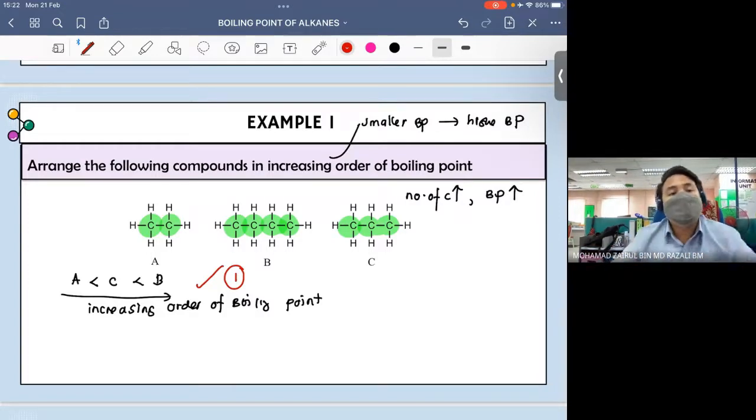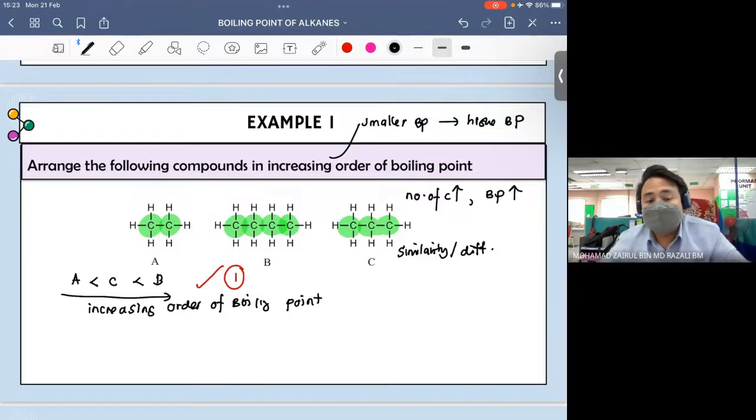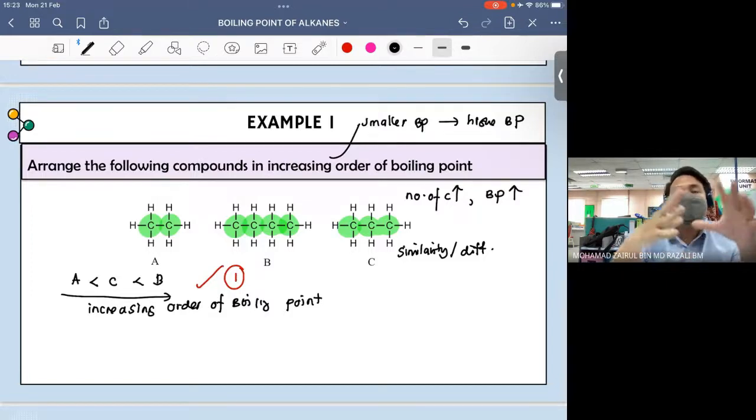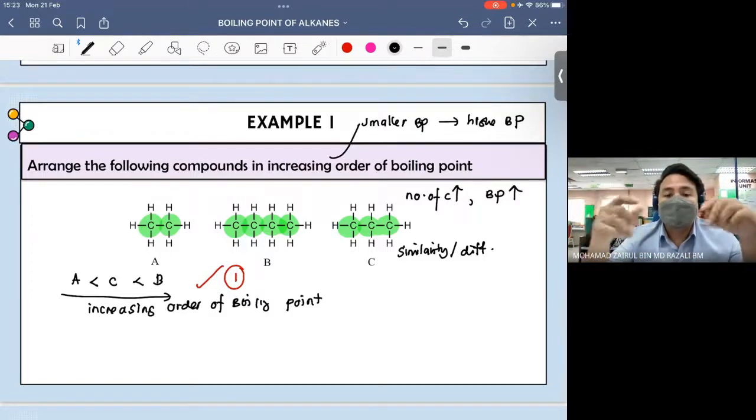Normally when we compare or explain, first we state the similarities or the differences. In this case we can explain in terms of the differences. The similarity is that all these 3 compounds are alkanes, but the difference is in terms of the number of carbons. So you narrate: alkane A consists of 2 carbons, alkane B consists of 4 carbons, and alkane C consists of 3 carbons. That is the general statement. Next we describe the differences.